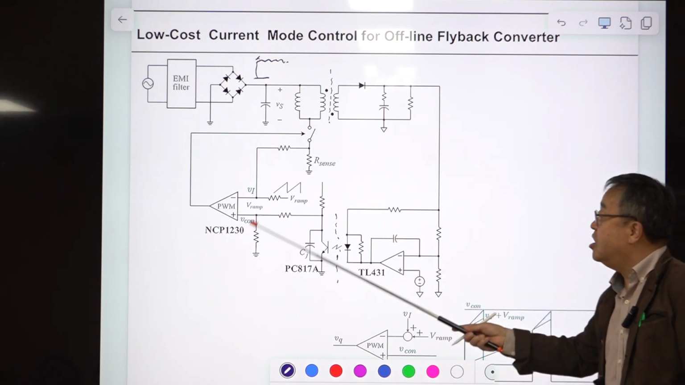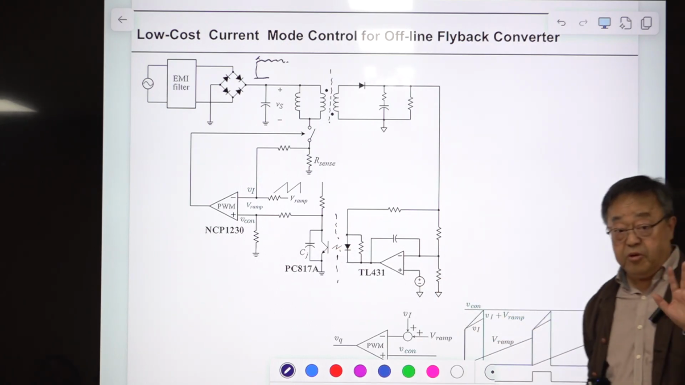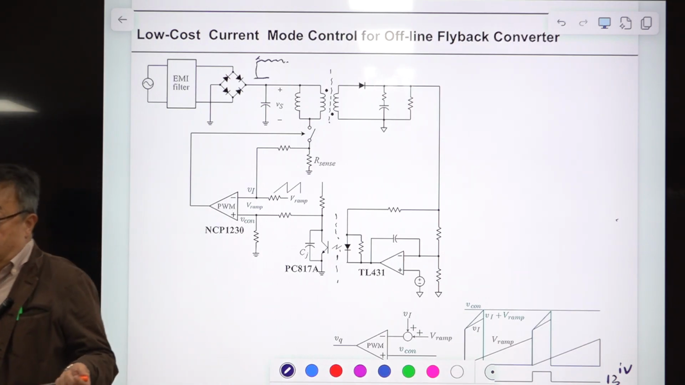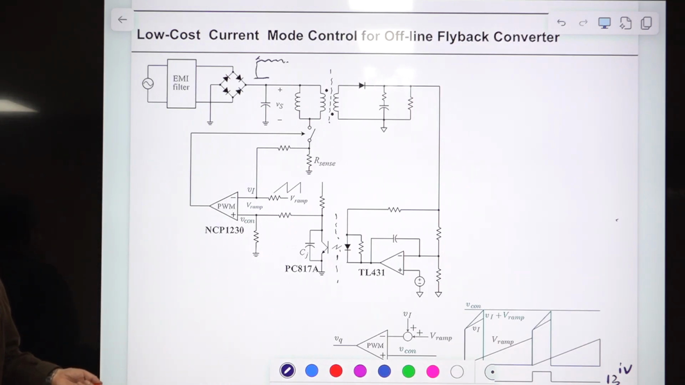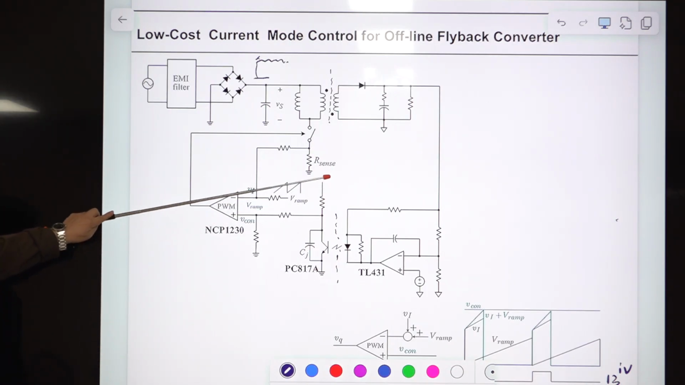This is the control IC, and this is very cheap. All of them maybe cost 20 cents, like that. Very cheap. Okay. So they are using this, and still they are applying the current mode control.